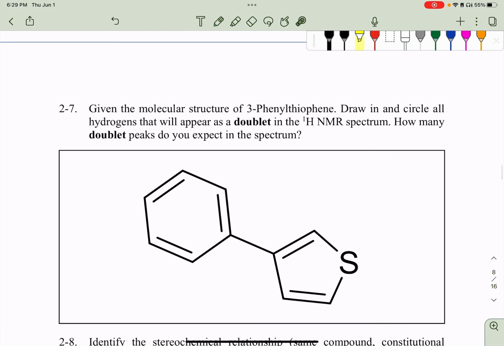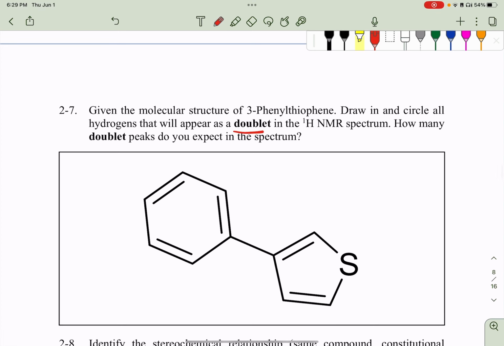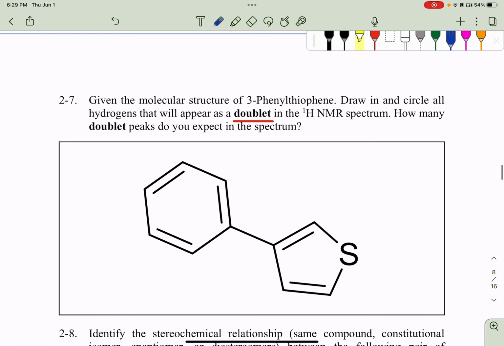Okay, next up. Given the molecular structure of 3-phenylthiophene, draw in and circle all hydrogens that will appear as a doublet in the proton NMR spectrum. How many doublet peaks do you expect? Right, so when we're talking about doublets, we're talking about hydrogen that has only one neighbor. So this hydrogen here doesn't have any neighbor, so it's going to be a singlet. This one here has a neighbor right here. So these two are valid, and I should draw them in.